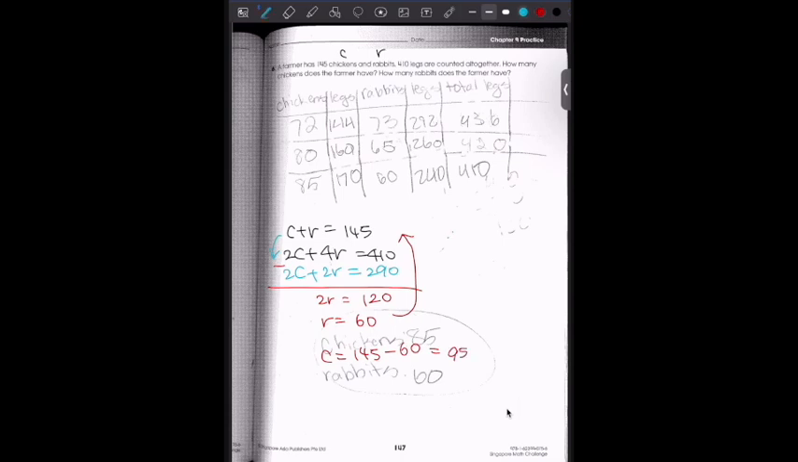And so that tells us that we have 60 rabbits and 95 chickens. Oh, it was 85, sorry. Not 95, 85 chickens. And so that is going to be our answer.